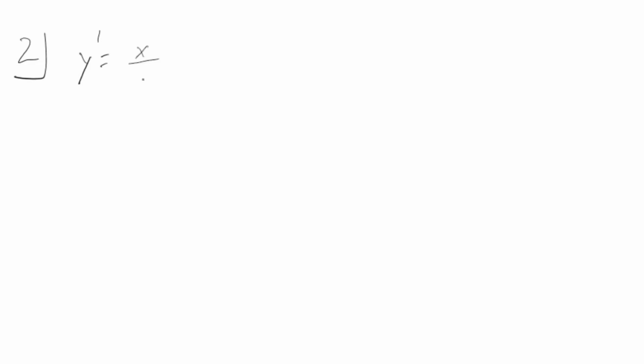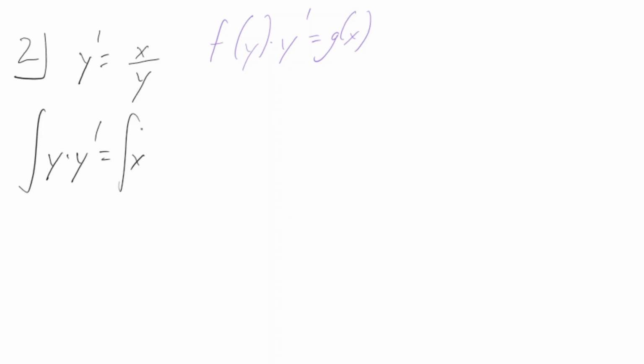Alright, let's start our second example. Here we have y prime equals x over y, and we want to get it into the form f of y times y prime equals g of x. So we multiply both sides by y and get y times y prime equals x. Then we integrate both sides with respect to x, and you might want to stare at this for a while to think about what the antiderivative of the left side is. You should get that it's y squared over 2.